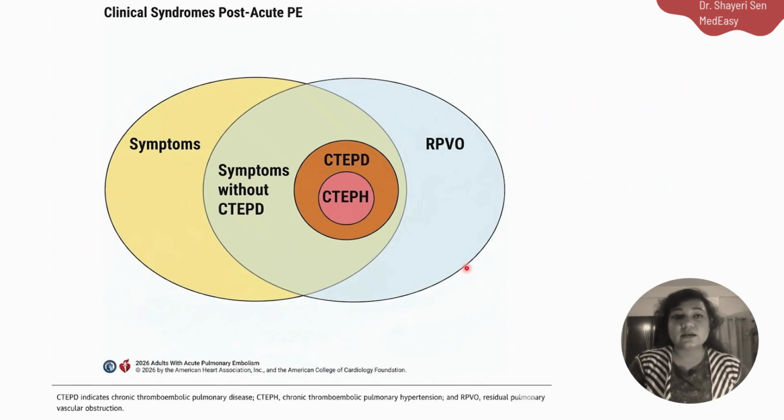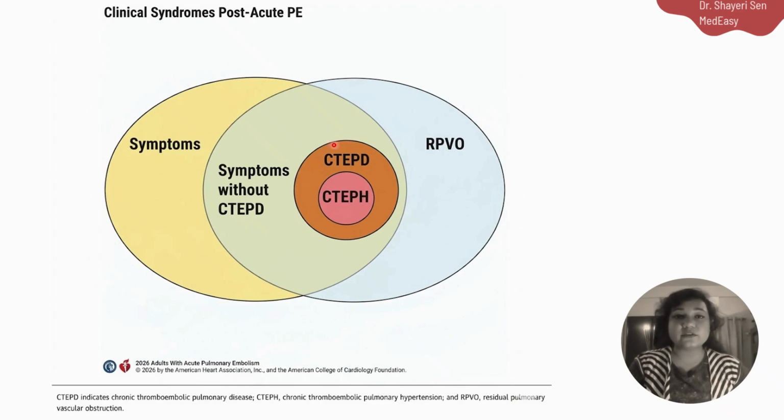Now, lastly, coming to the clinical syndromes in post-acute pulmonary embolism patients. After acute pulmonary embolism, some patients can remain chronically symptomatic, right? And some patients might develop residual pulmonary vascular obstruction. So, you have given your anticoagulation, you have done thrombolysis, but there is a residual pulmonary vascular obstruction.